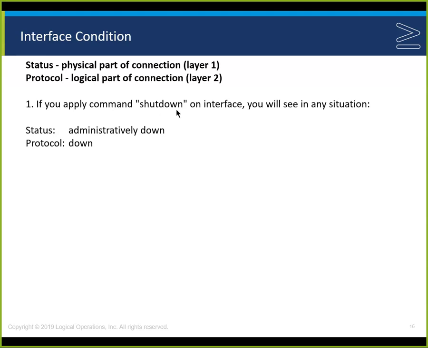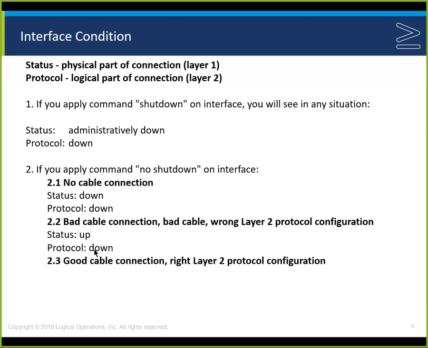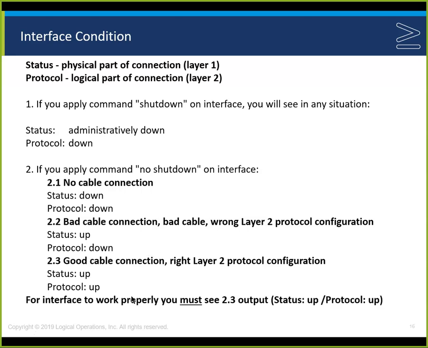Apply the shutdown command on the interface and you'll see the situation is administratively down, protocol down. Apply the no shutdown command to bring it back. If we have no cable connection, it's going to be a down and a down. A good cable connection with the right layer 2 protocol configuration is going to be an up, up. A bad cable, or the wrong layer 2 protocol, gives up, down. Up, up is the configuration that we're always going to want to see.